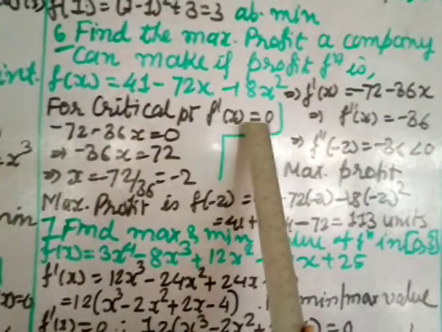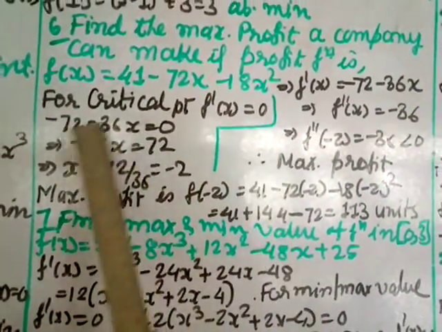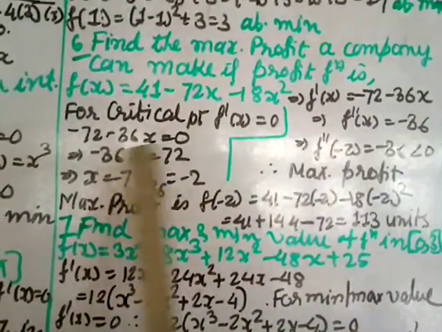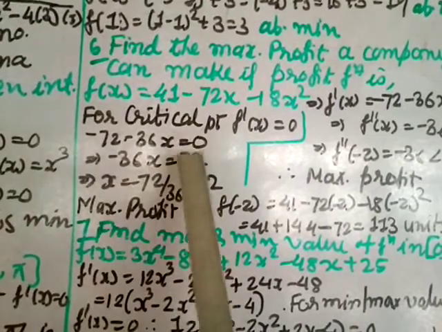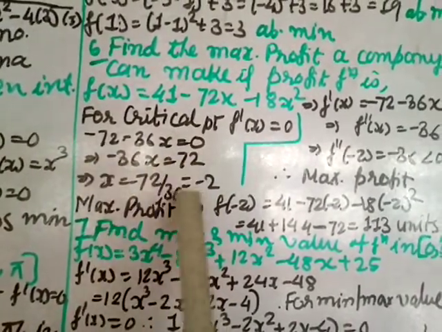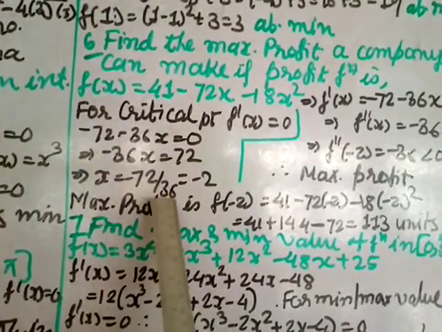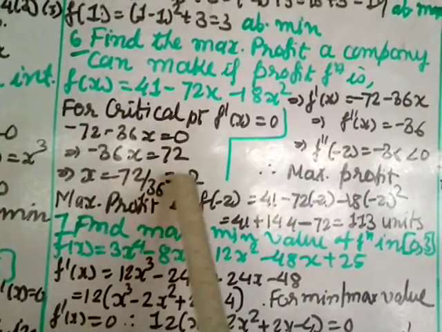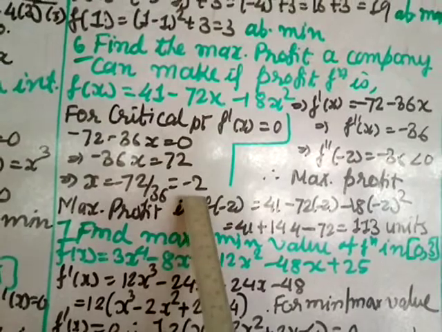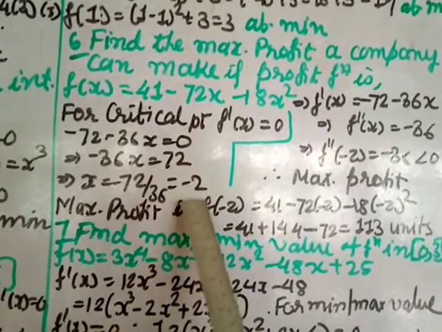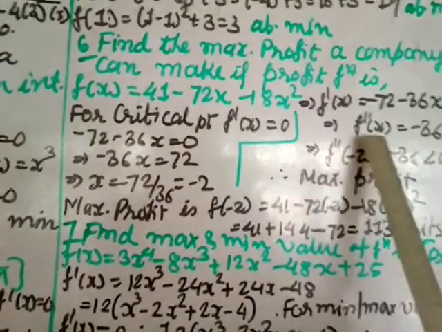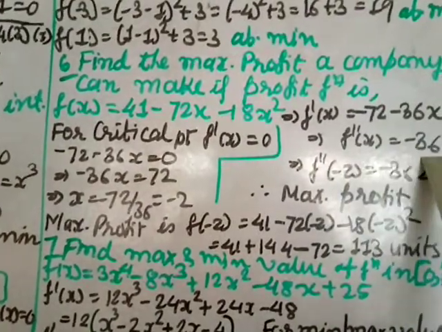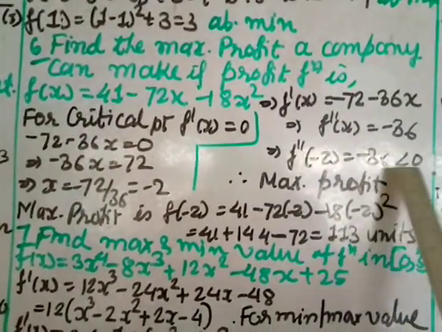For the critical point, f dash x has to be 0. So I put f dash x equal to 0. Minus 72 you transfer here, plus, minus you transfer, so minus comes here, and I am transferring 36, it will go in the denominator. When you cut it, you get minus 2. So the x value is minus 2. Now I'll check whether this is a minimum or maximum. So put this in the second derivative. Here there is no x, so the answer is minus 36, which is negative.